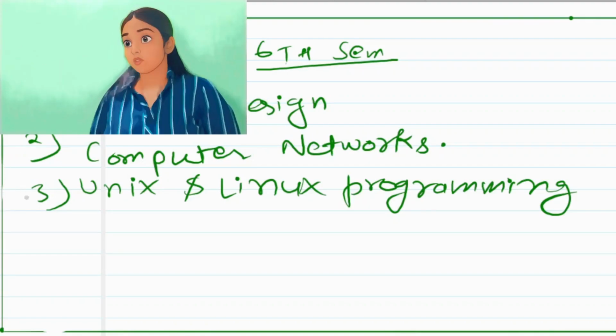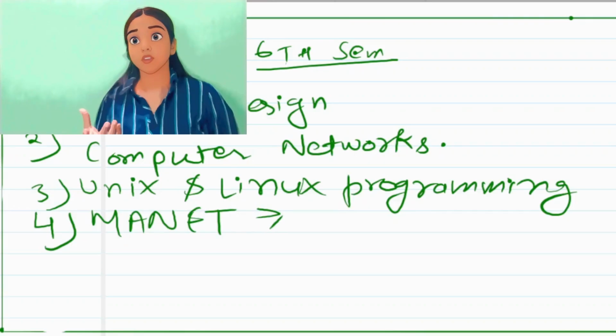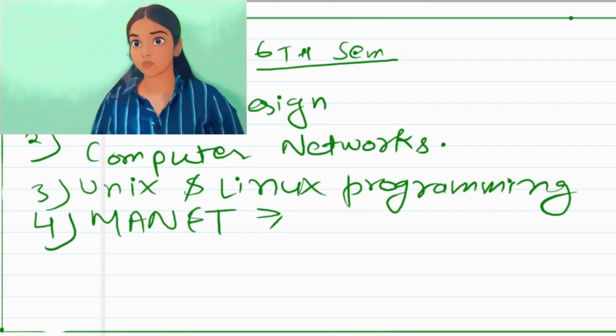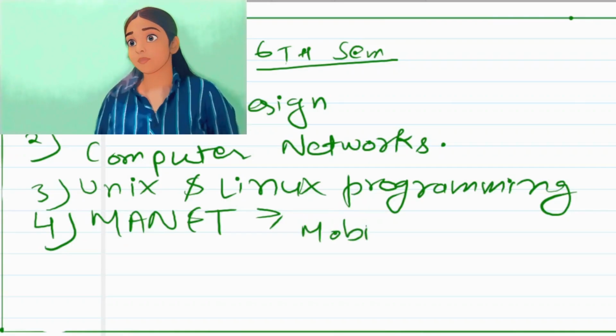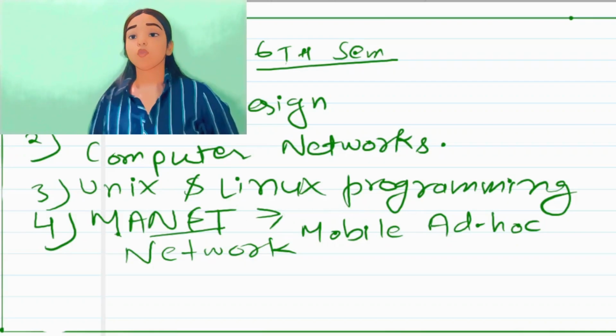Okay, so now going back to the fourth subject, which was MANET. I think some of the students have heard about this subject, because it is somehow a new subject in the BTech, and the full form of the subject is Mobile Ad Hoc Network. Net stands for network, M stands for mobile, and A stands for ad hoc. Actually, it is a kind of ad hoc network.